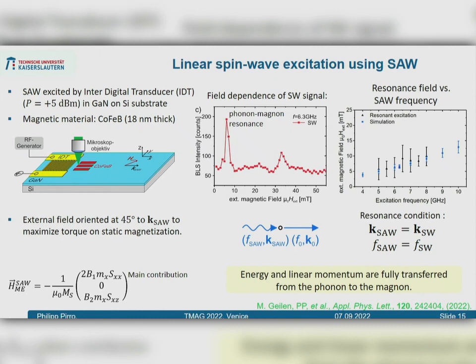And then if you change the magnetic field and see which magnons are excited by the phonons which you apply to your sample, you nicely see that there's this phonon-magnon resonance. And if you probe that as a function of the excitation frequency and compare it to the dispersion relation, you nicely see that the trivial resonance condition is fulfilled. So the k vector and the frequency of the quasi-particles are conserved. So momentum and energy in this process are simply conserved.